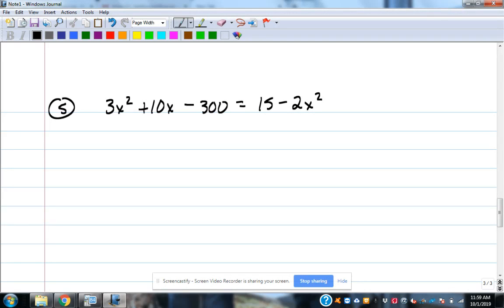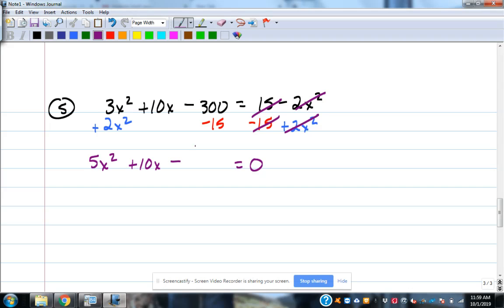How do I move the 15 over? Subtract it because it's a positive 15. So add 2x squared. And I'm just going to move the 15 the same in one step there. Not going to write 2 separate steps for that. Just put it all together. These cancel out. There's my equals 0. And then so we got 5x squared plus 10x minus 315 is equal to 0.